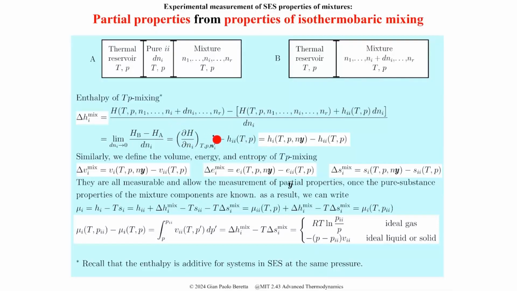Now, we recognize that this derivative is exactly what we defined as the partial enthalpy of the constituent in the mixture in the previous slide. So here we have the difference between the partial enthalpy and the specific enthalpy of pure component at the same TP of the mixture. This is what we call the enthalpy of isothermobaric mixing. TP stands for isothermal and isobaric because we are doing this at fixed T and P imposed by the reservoir.